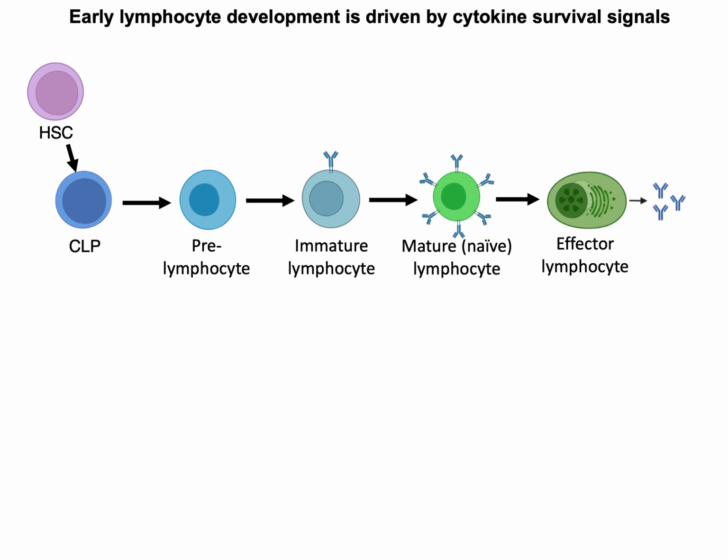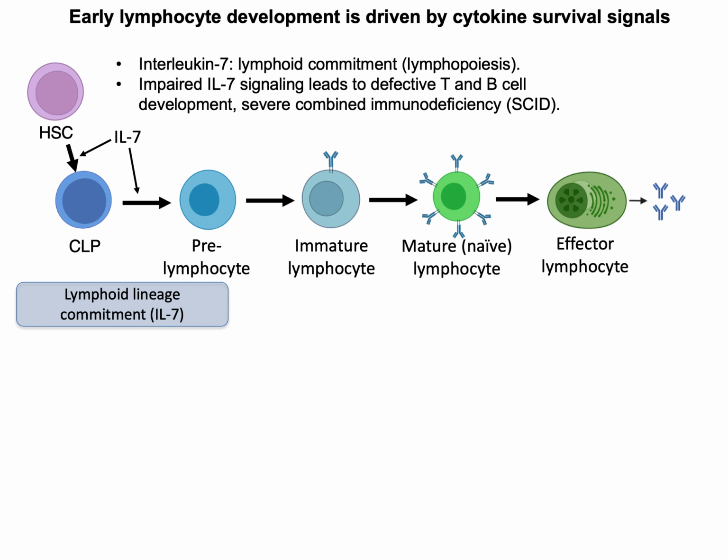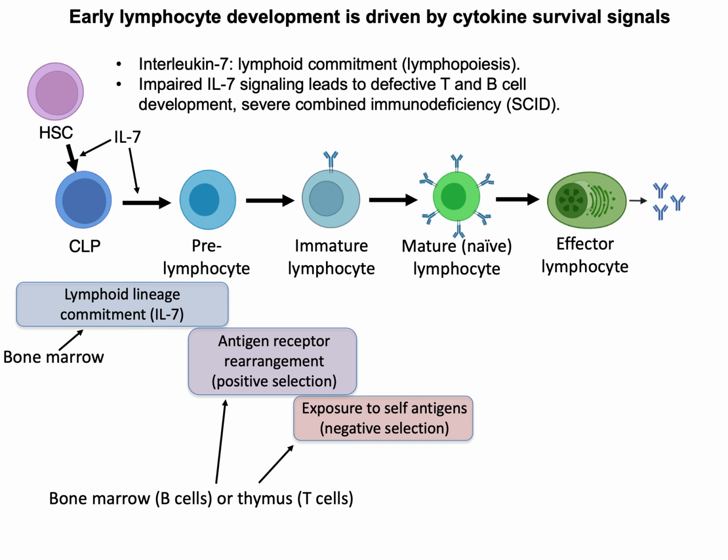Lymphocyte development is driven by cytokine survival signals. Hematopoietic stem cells commit to the lymphoid lineage because of exposure to a number of cytokines, including interleukin 7. We know that interleukin 7 is a critical cytokine for this process because in the absence of interleukin 7 signaling, T cell and B cell development is defective, leading to the development of severe combined immunodeficiency, or SCID. This lymphoid lineage commitment occurs in the bone marrow.